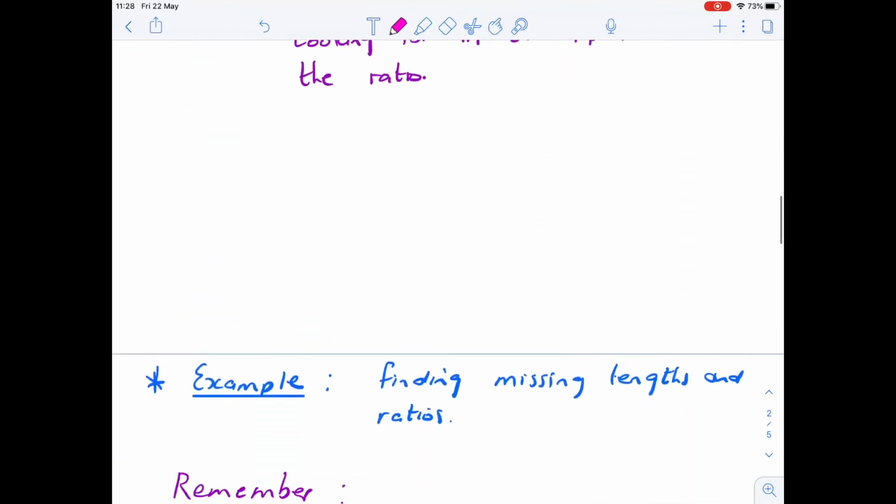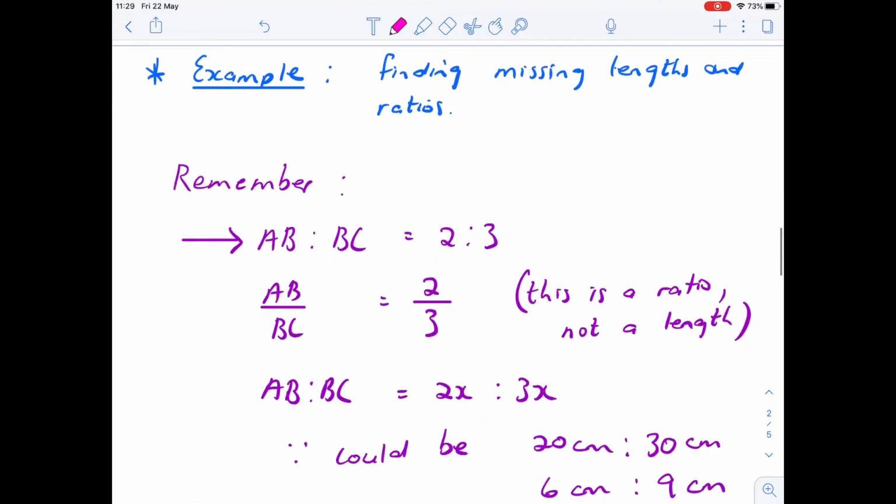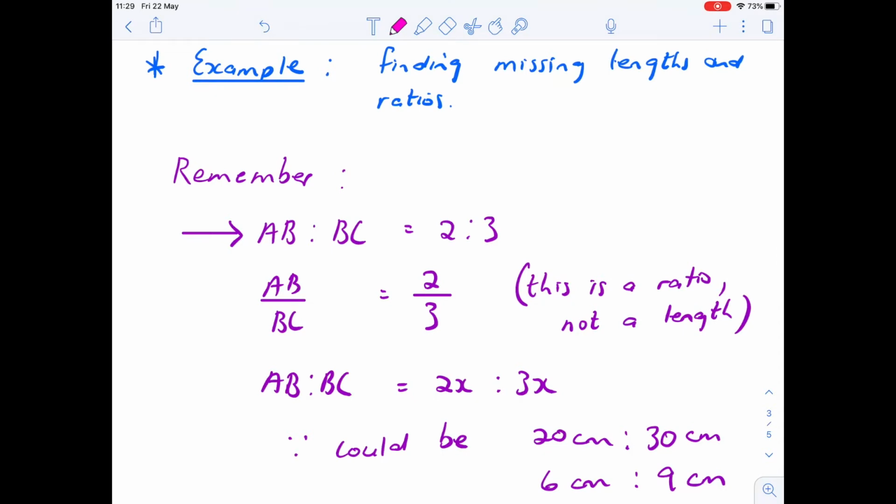Okay, so then let's move on now to the second type of examples, which is finding missing lengths and ratios. What we've just done is we found missing lengths. We found X and we found TR. But sometimes we need to also find missing ratios, and that's slightly different.